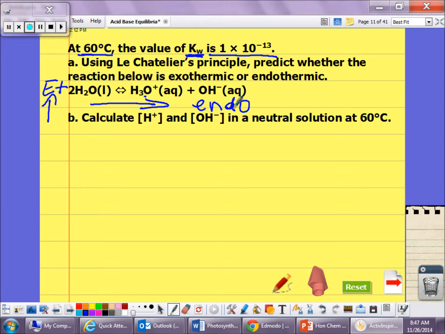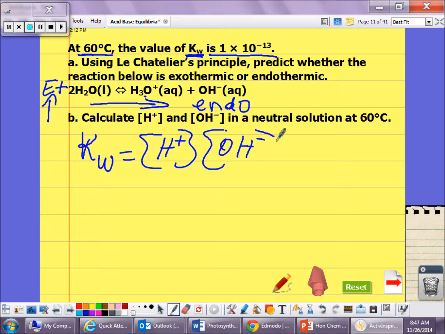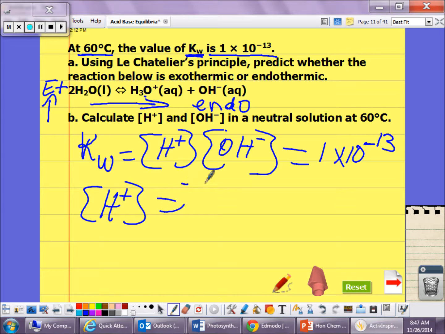Now, calculate H plus and OH minus in a neutral solution at 60 degrees Celsius. So I need to use my formula: KW equals the concentration of hydrogen ion times the concentration of hydroxide ion, equal, in this case, 1 times 10 to the negative 13 because it is not at 25 degrees Celsius. Because it is a neutral solution, concentration of H plus equals concentration of OH minus.